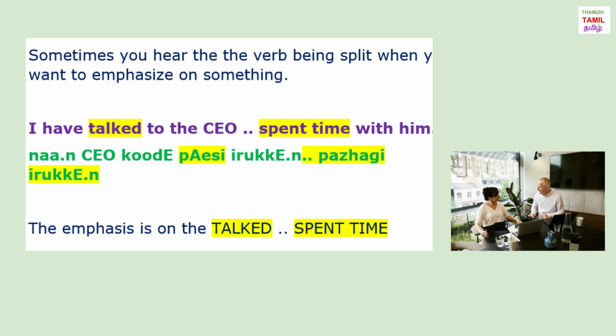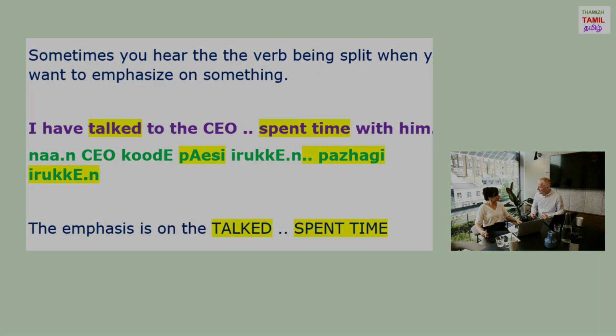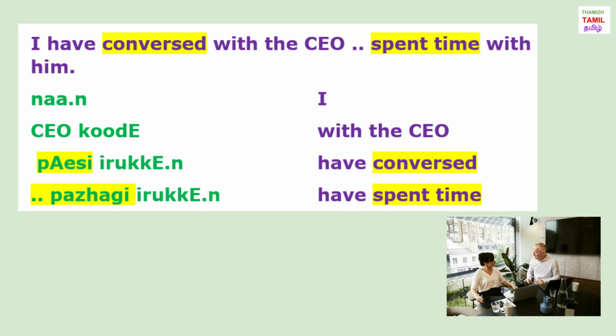So she's like saying, you all better understand that I know him better than you all, and he will listen to what I tell him. So the emphasis is on I have talked, spent time. CEO கூட நான் பேசியிருக்கேன் பழகியிருக்கேன். I've conversed with the CEO, spent time with him. நான் CEO கூட பேசியிருக்கேன். I have conversed. பழகியிருக்கேன். I have spent time.